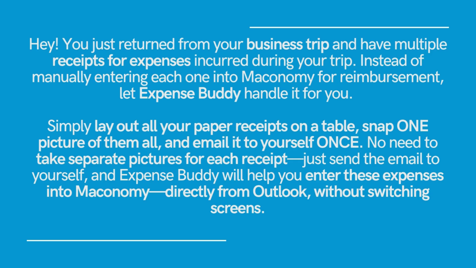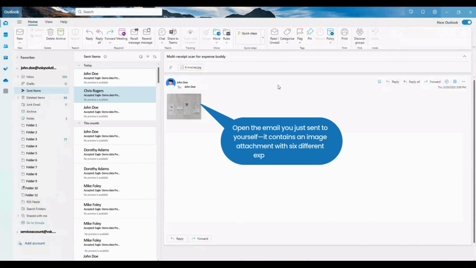Hey, you just returned from your business trip and have multiple receipts for expenses incurred during your trip. Instead of manually entering each one into Maconomy for reimbursement, let Expense Buddy handle it for you. Simply lay out all your paper receipts on a table, snap one picture of them all, and email it to yourself once. No need to take separate pictures for each receipt. Just send the email to yourself, and Expense Buddy will help you enter these expenses into Maconomy directly from Outlook without switching screens.